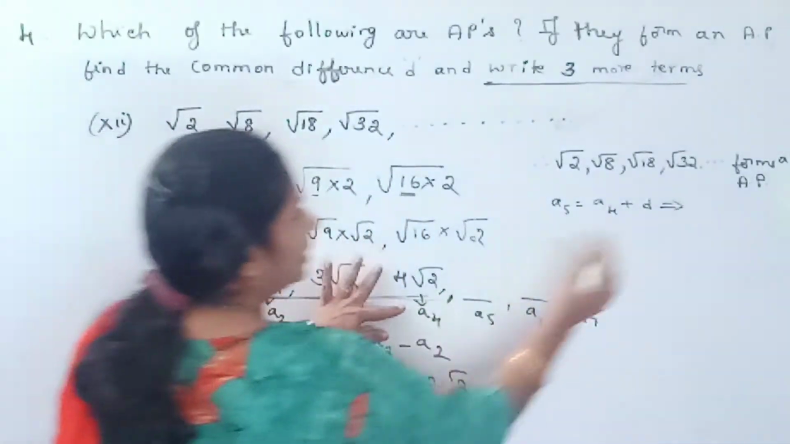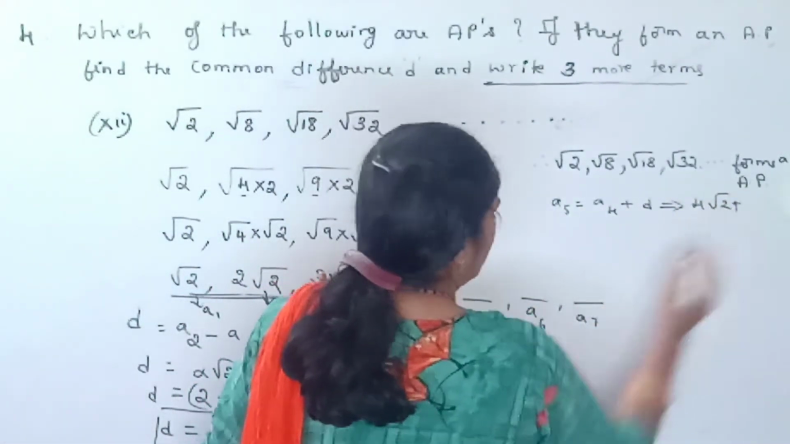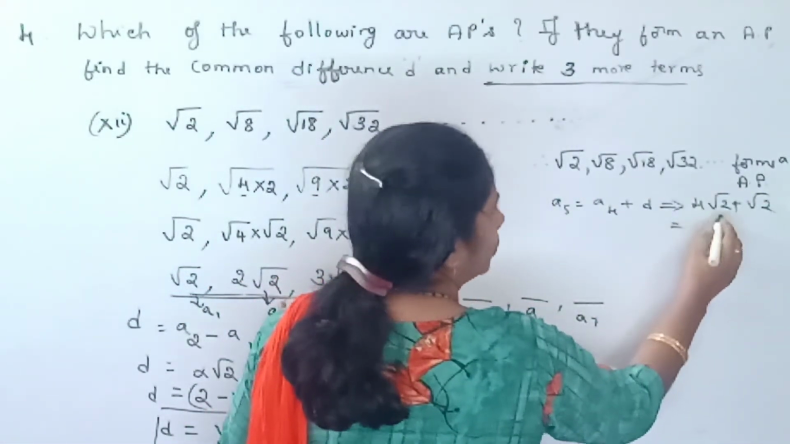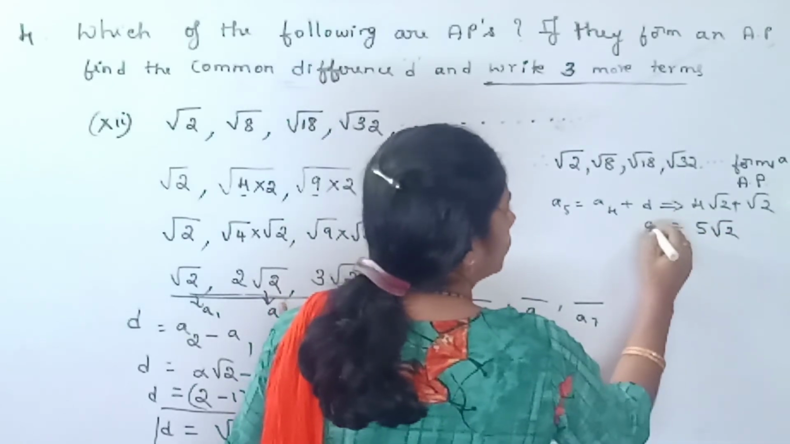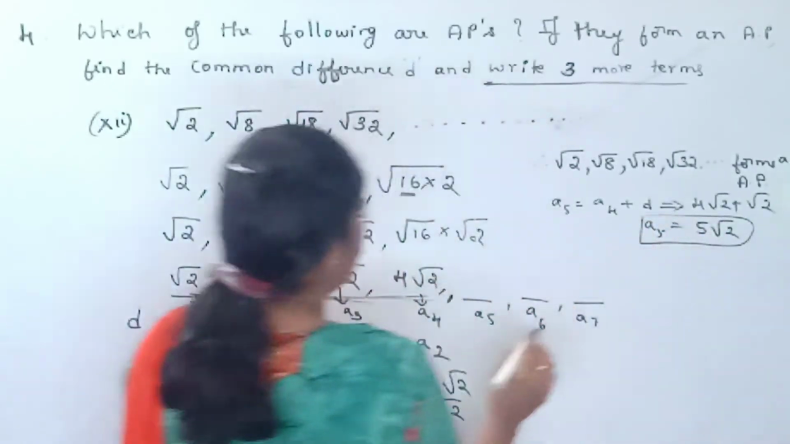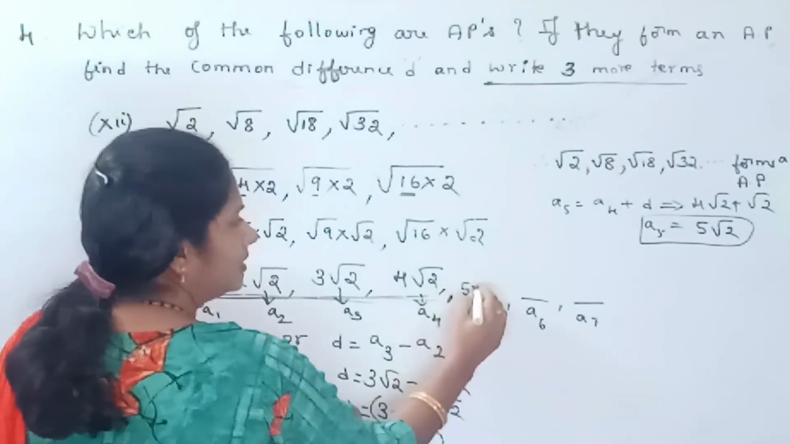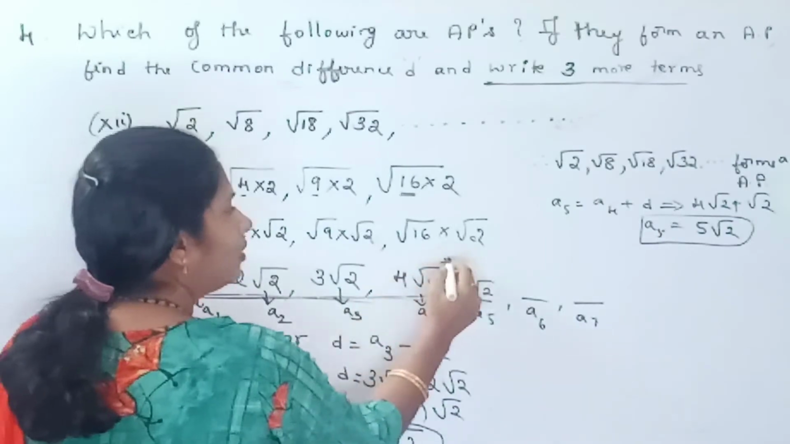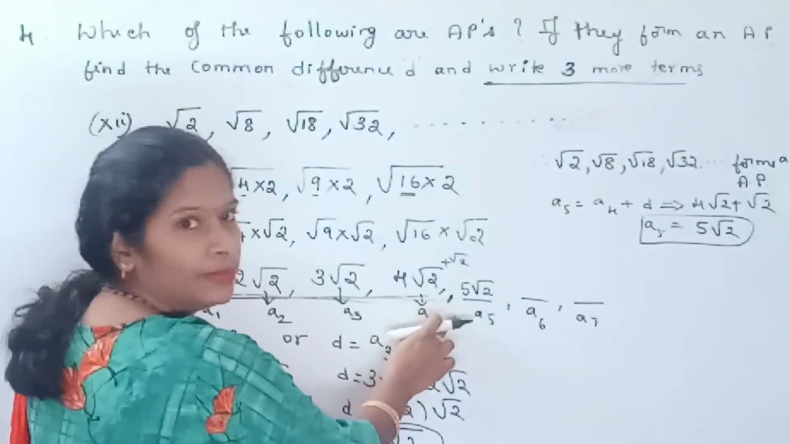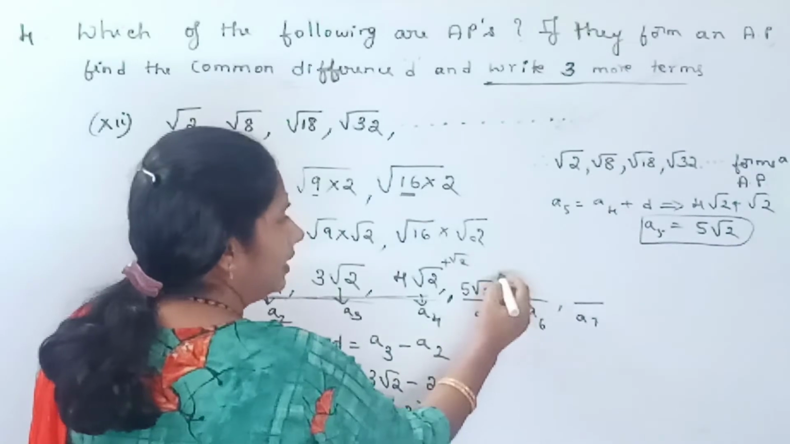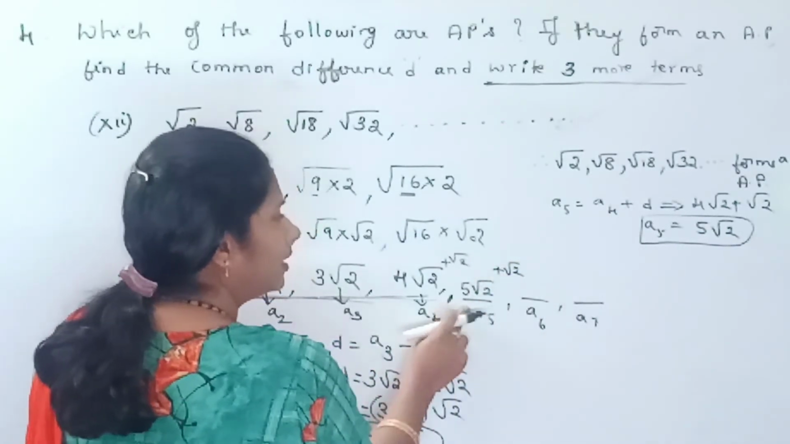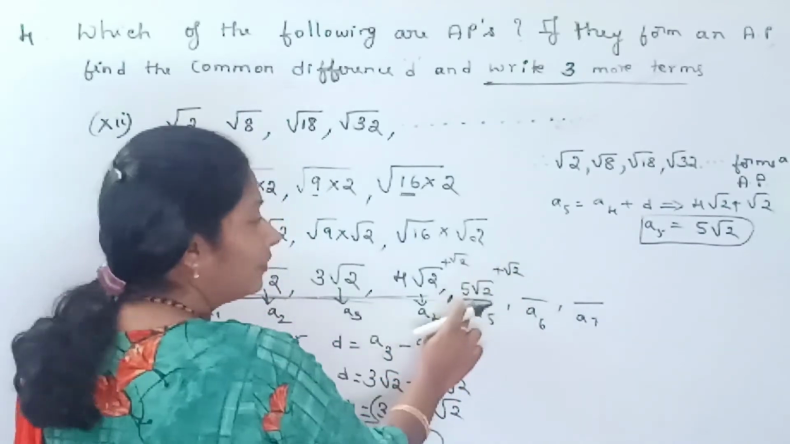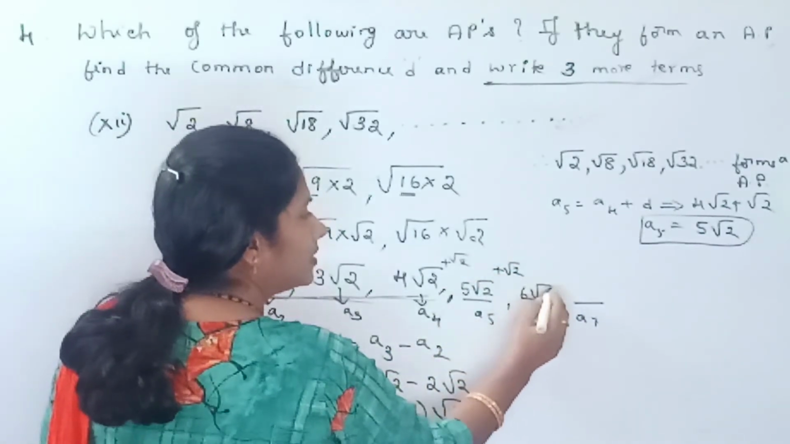So A4 is how much? It is 4 root 2, plus common difference is root 2. Got it? So 4 root 2 plus root 2, it is 5 root 2. So 5th term is 5 root 2. Let me write here, 5th term is 5 root 2. Got it now? How we got 5 root 2? If we add common difference to the 4th term, you will be getting the 5th term. Similarly, if you add the common difference to the 5th term, you will be getting the 6th term. So 5 root 2 plus 1 root 2, 5 root 2 plus root 2, it is 6 root 2.